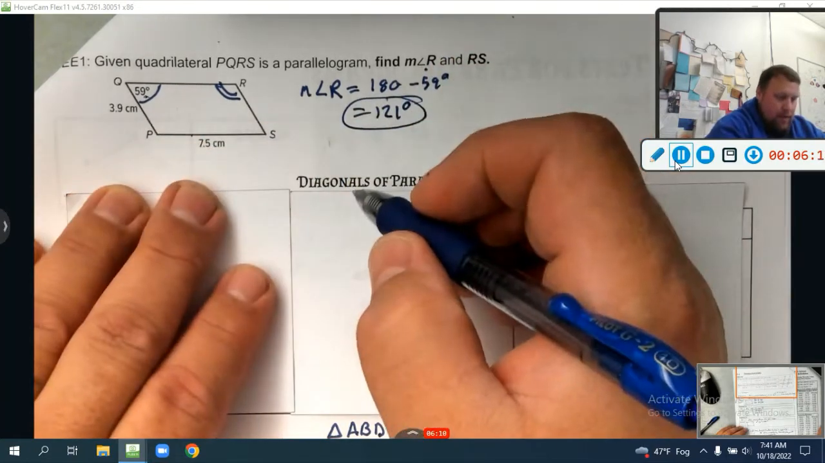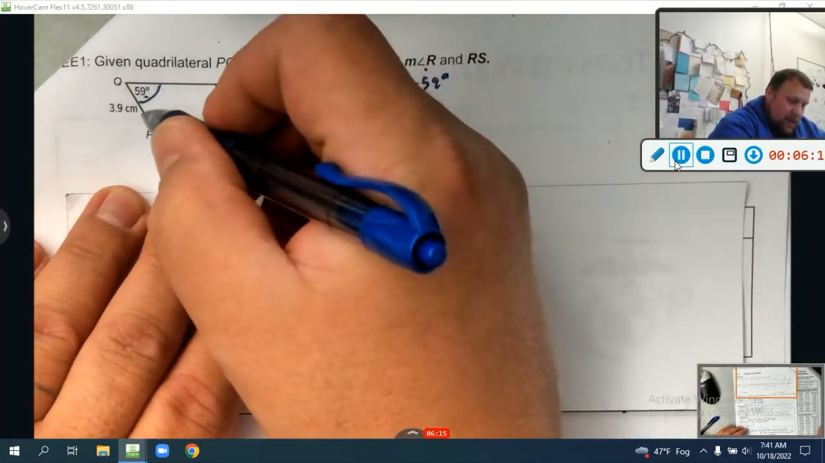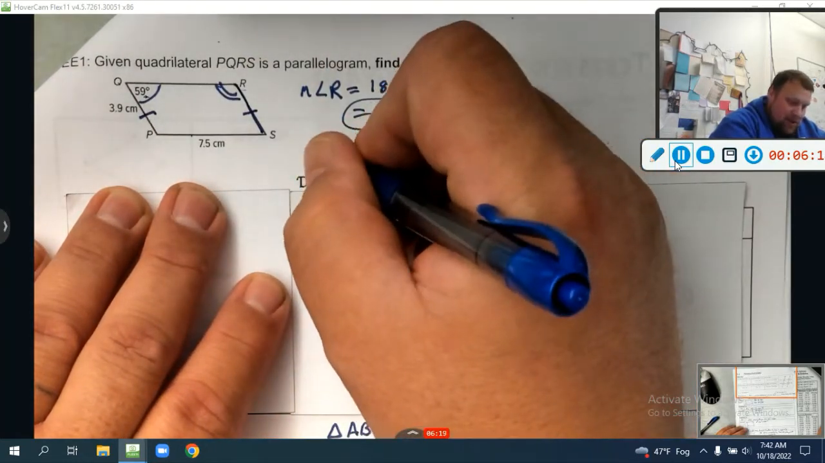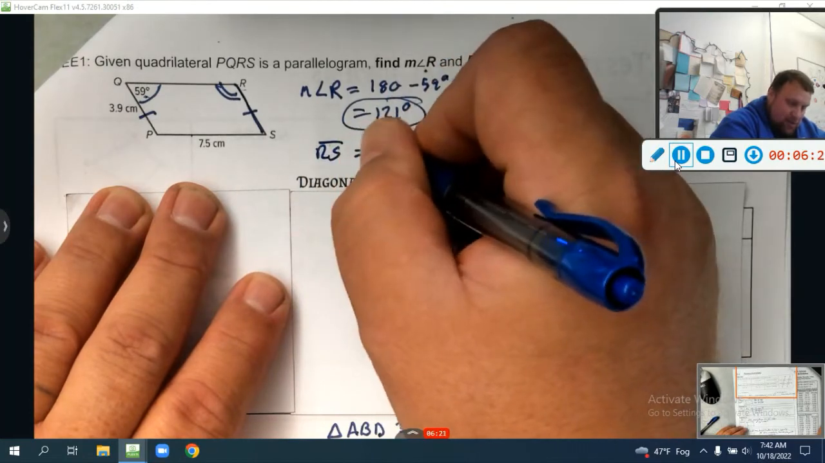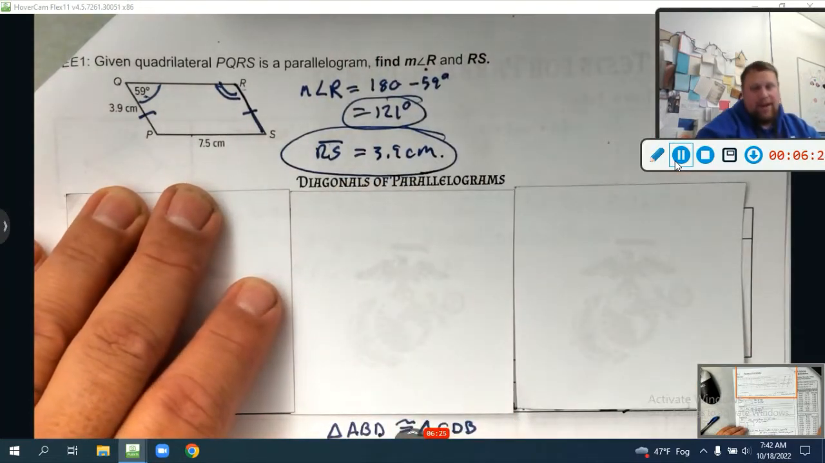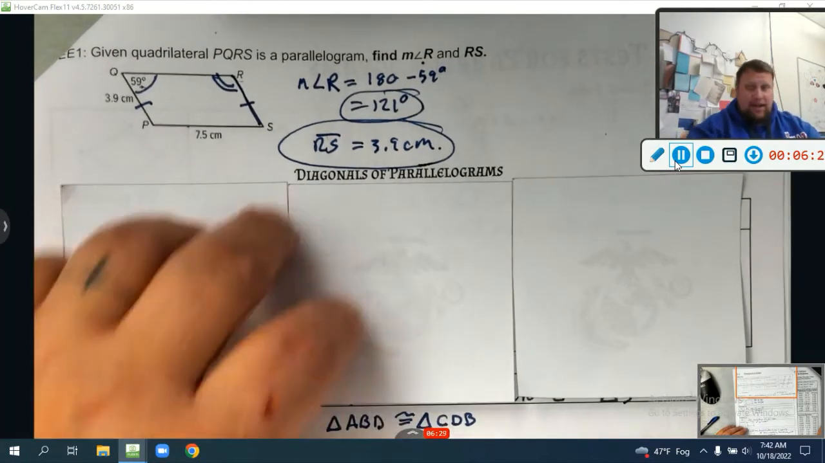Boom. And then we want to find RS, so this length right here. Well, this is the same as QP, which is 3.9. So RS equals 3.9 centimeters. Don't forget those units. They matter. That's it. Isn't that nice? Okay, let's go on to this.